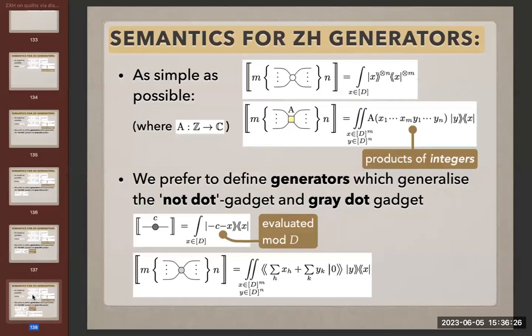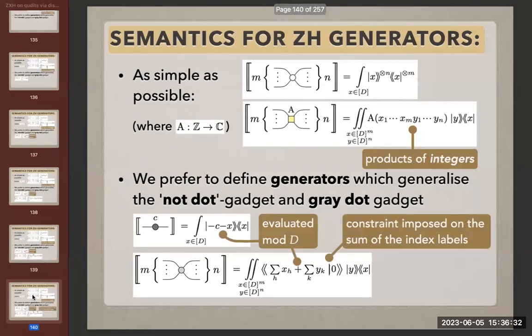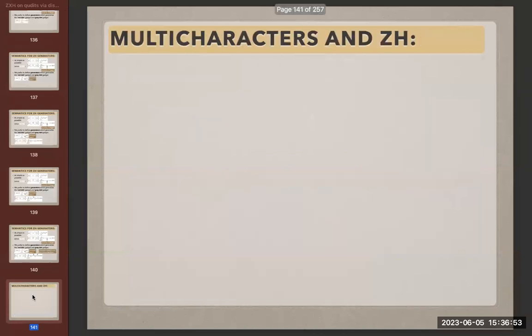And we have gray dots defined this way, where that sum in that double bracket is also evaluated modulo d. And it's a way of imposing a constraint on the sum of the index labels. You could also express this as a constraint on the limits of the integral. It doesn't make a difference which way you approach it. I happen to prefer to describe it this way in order to consistently leverage the benefits of having brackets with the point mass functions defined as we have.